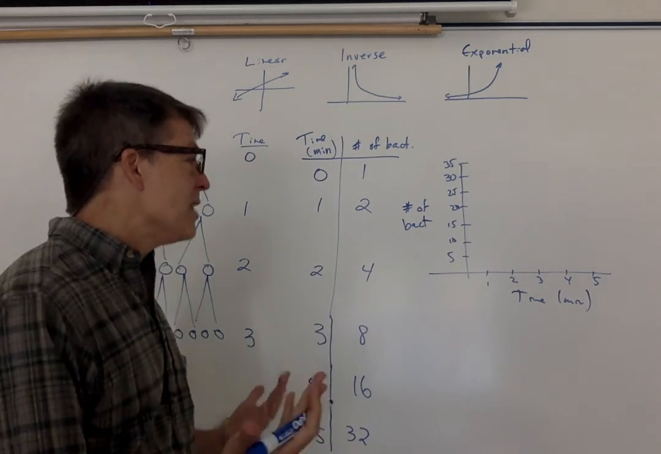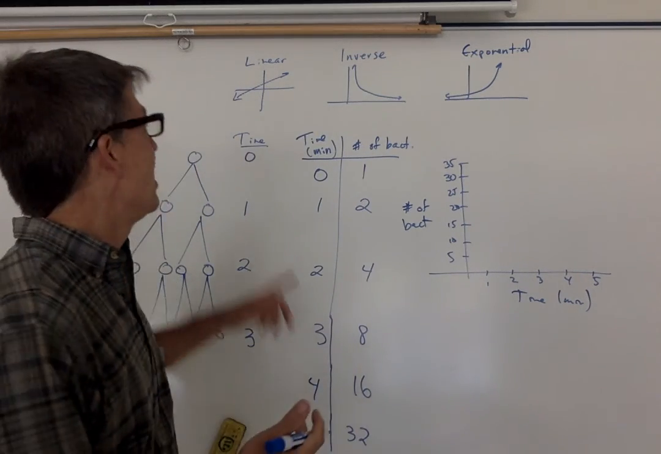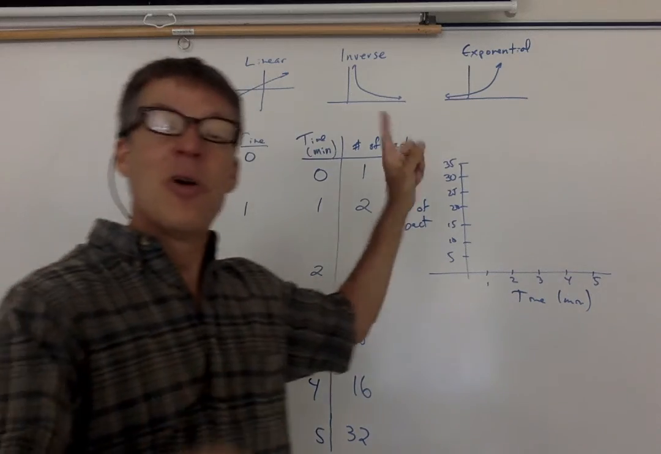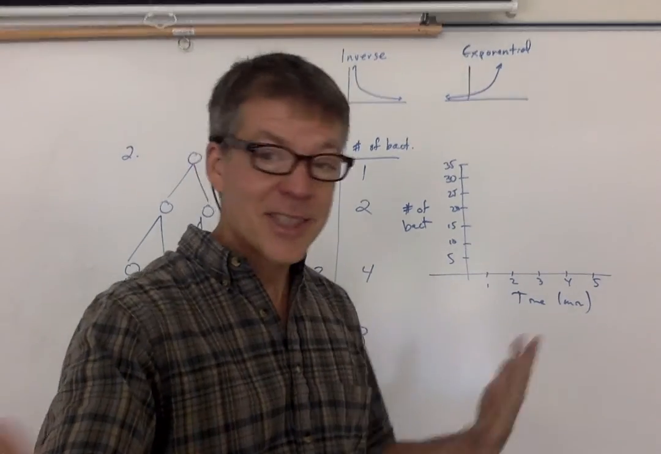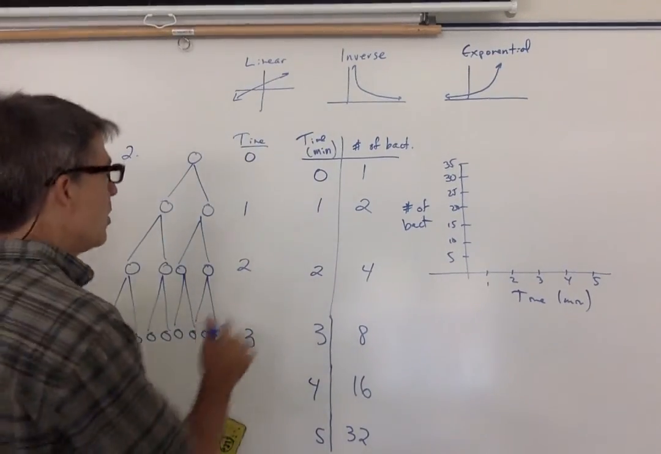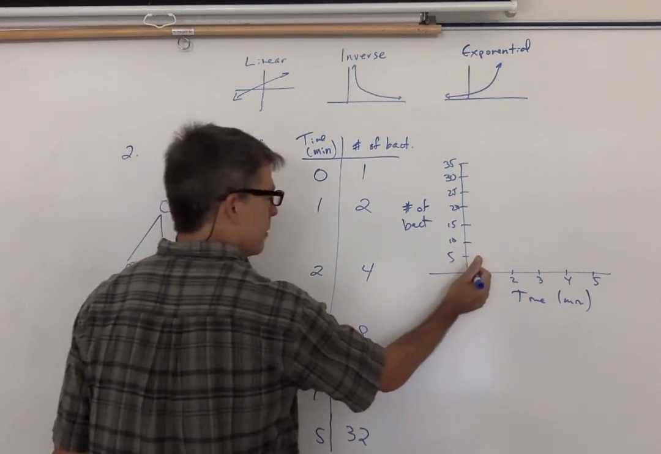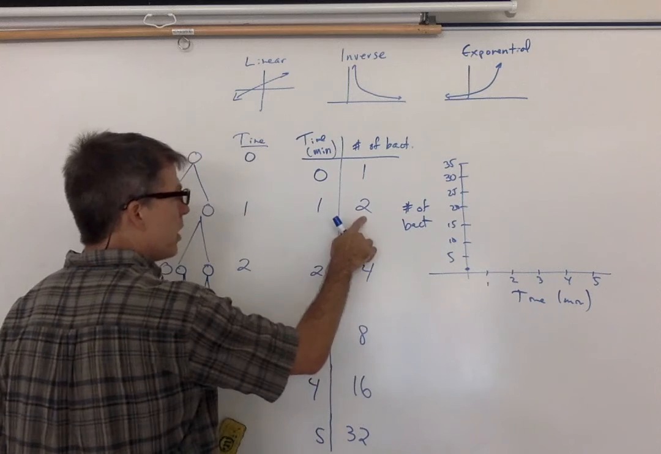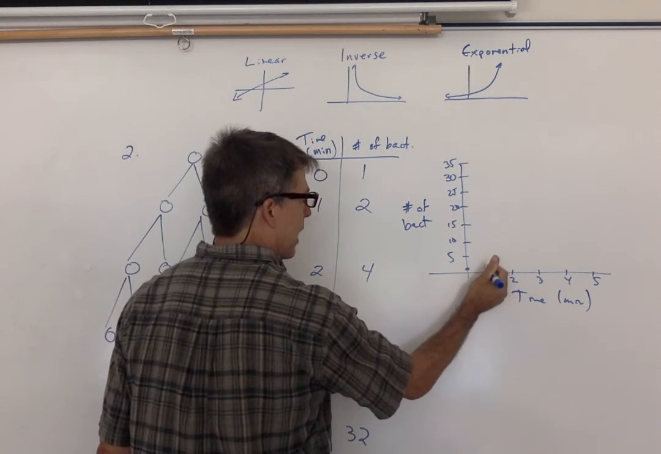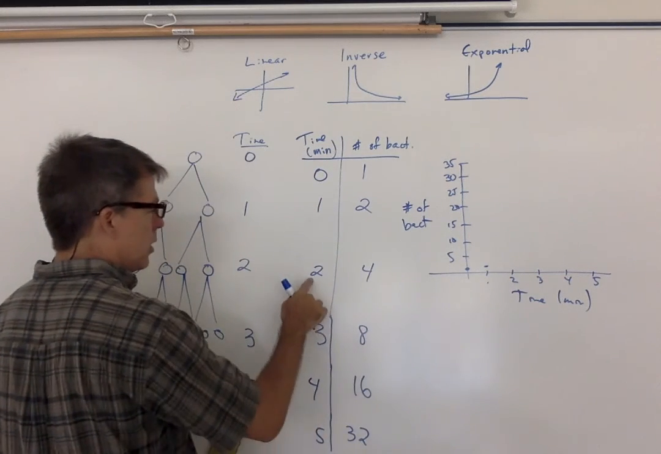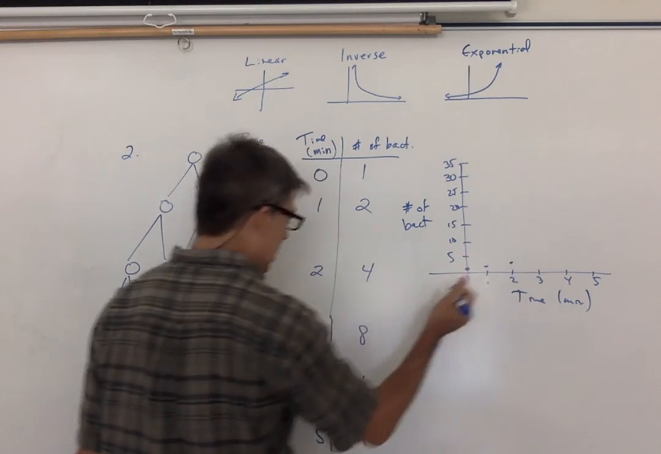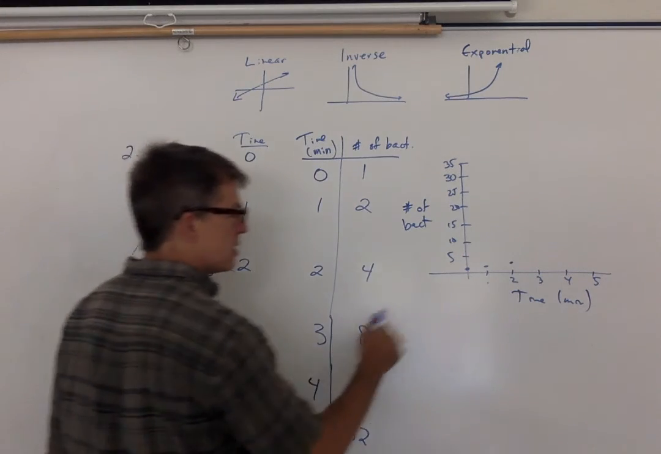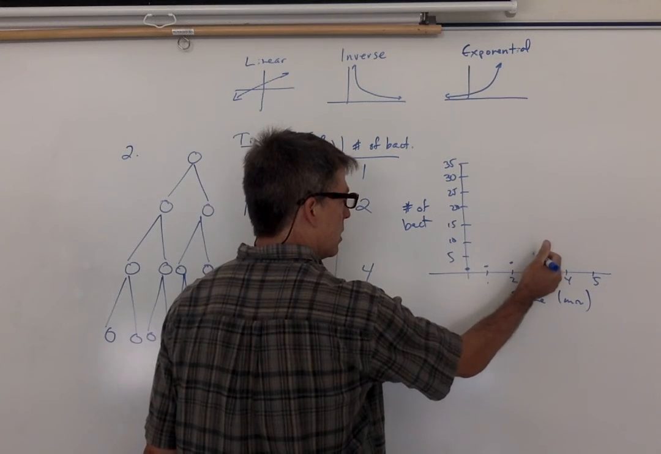Okay, well, let me ask you, before I graph it, do you think it is linear, inverse, or exponential? Well, let's see if you're right. So over 0 and up 1. Bam. Over 1 and up 2. Bam. Wow, it's not going anywhere. Over 2 and up 4. Look at this. It's so tiny. It's barely rising at all. Over 3 and up 8. Oh, I jumped a bit.